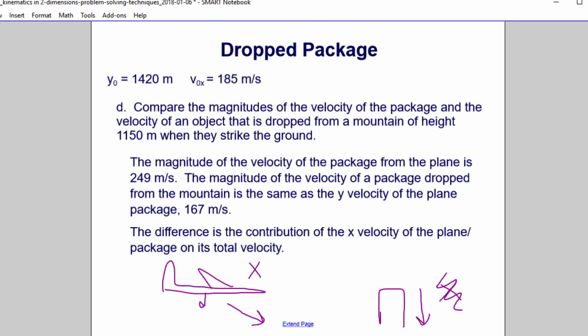So when we did the math, the plane gave us 249 meters per second, but if we just drop it, all we have is the 1/2 at squared term, and we find the velocity from the mountain is only 167. And the difference is, of course, as we showed in our little pictures here, the contribution of the x velocity of the plane package on its total velocity.